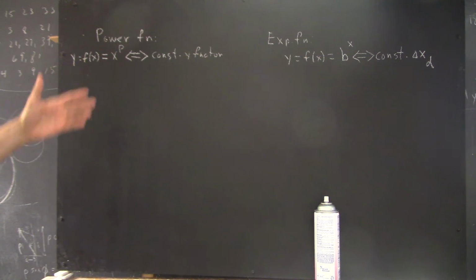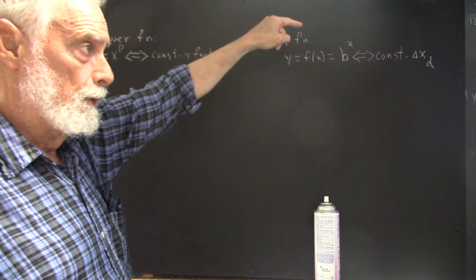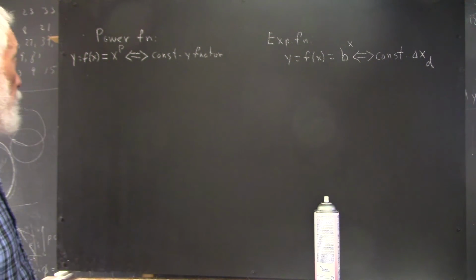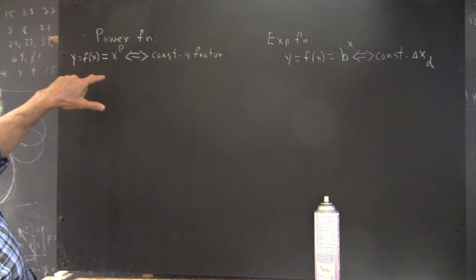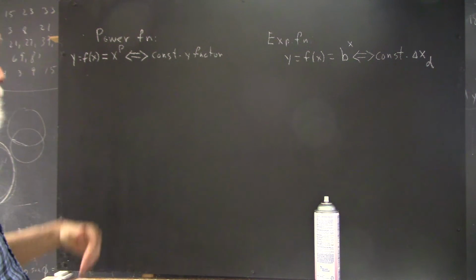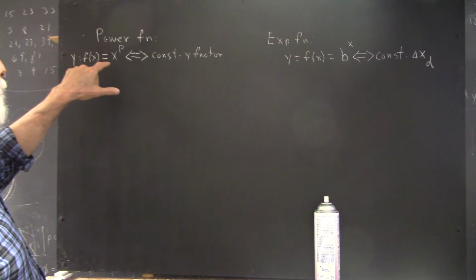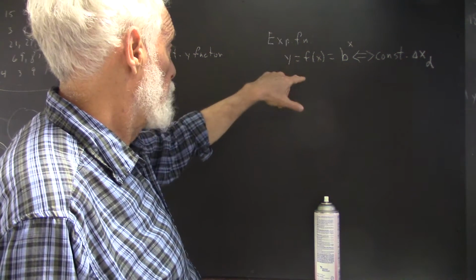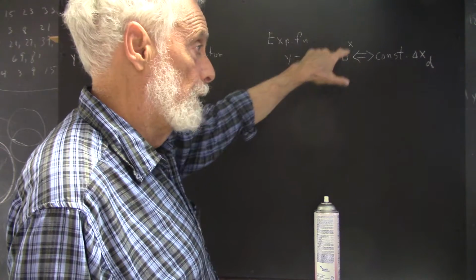First thing we do is we define power functions and exponential functions. We define them algebraically and we define them geometrically. The algebraic definition of the most basic power function is y equals f of x equals x to the p. The algebraic definition of the exponential function is y equals f of x equals b to the x.